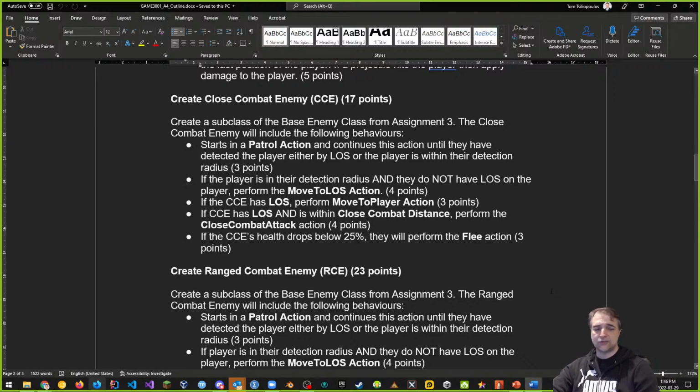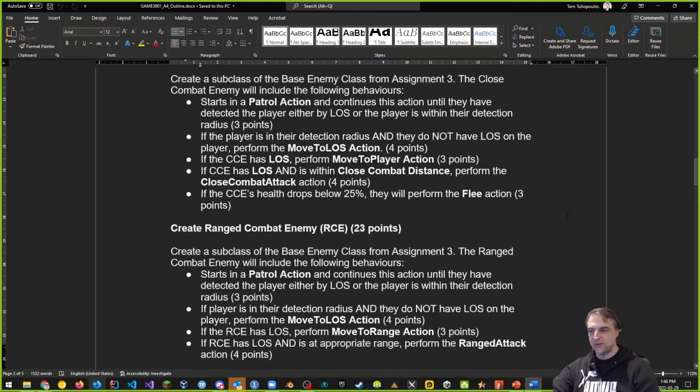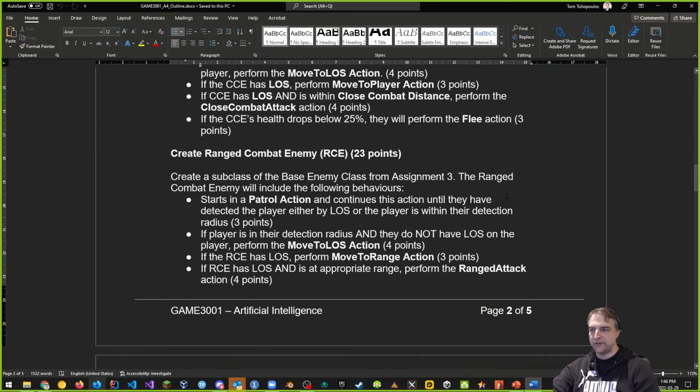Do you have to use decision trees? Could you use something like a state machine? Yes, you could use a state machine. You can use the decision tree. You can use a behavior tree if you really want to. Could you use goal-oriented behavior? Yes, I guess, but it's probably overkill for what we've asked you to do, because there are not really any goals that these things have other than kill the player, right? And keep healthy. Those are the two goals that we have.